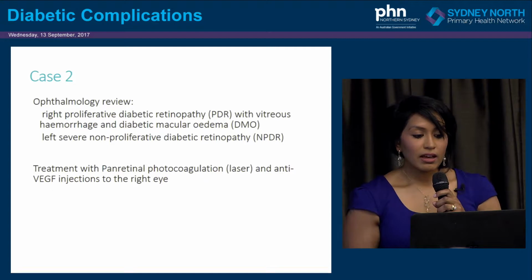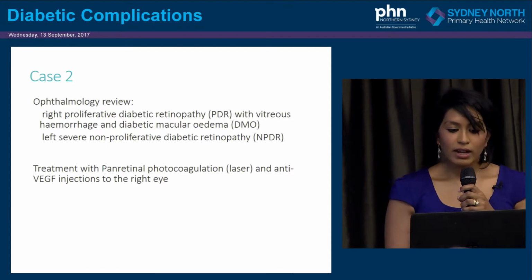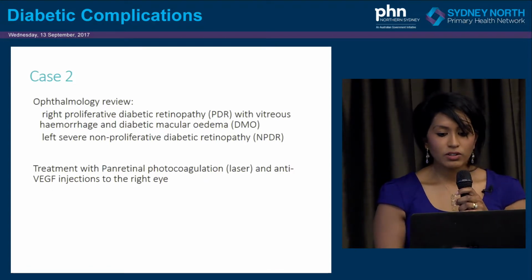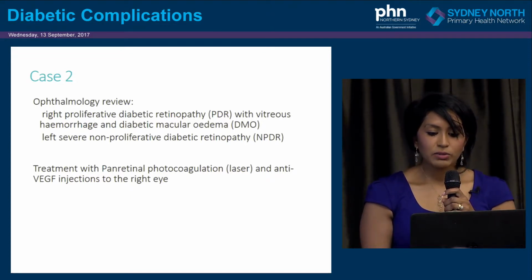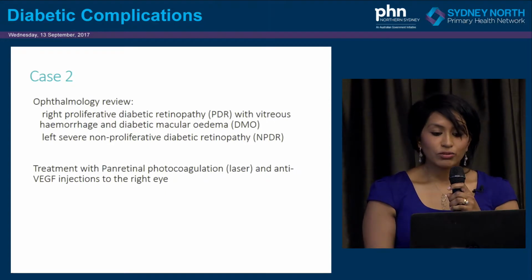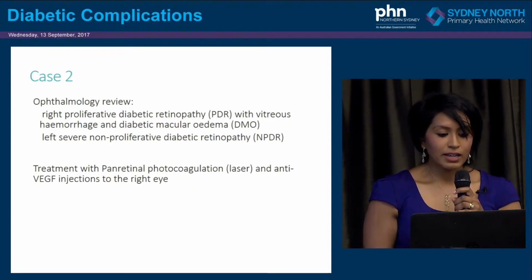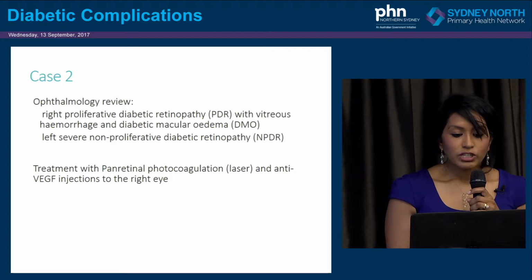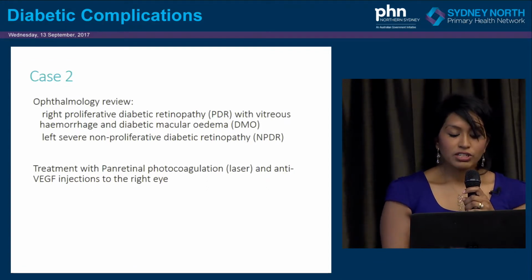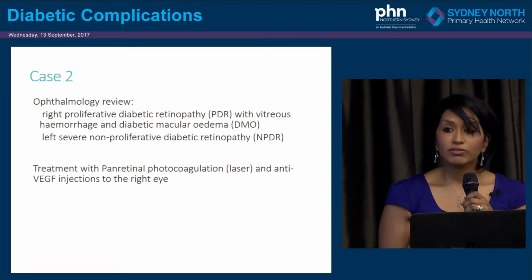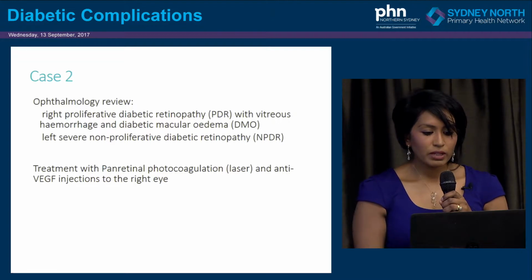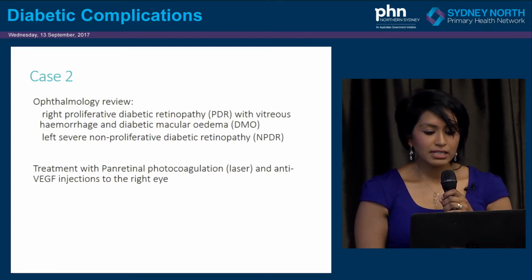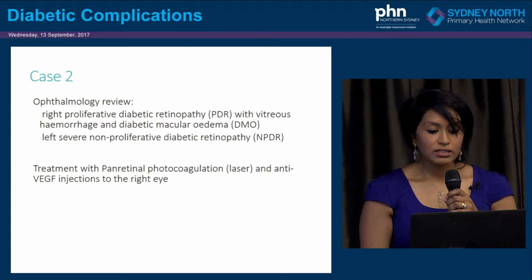that then identifies that she has right-sided proliferative diabetic retinopathy with a vitreous hemorrhage and diabetic macular edema, which is something that you don't want your patient to have. And on the left side, where she had perfectly fine visual acuity, she does in fact have severe non-proliferative diabetic retinopathy, but it's not affecting her macula, so her acuity is fine. And she has treatment with pan-retinal photocoagulation or laser and VEGF injections to the right eye.